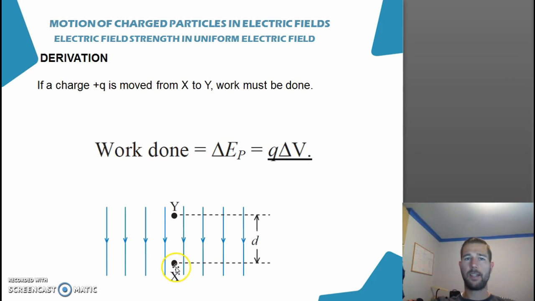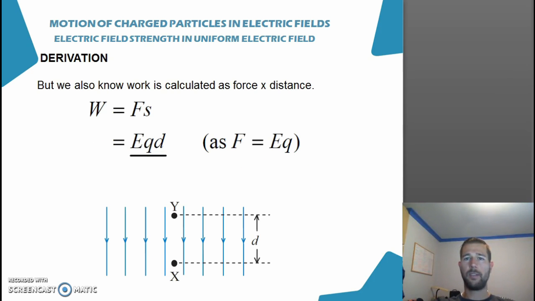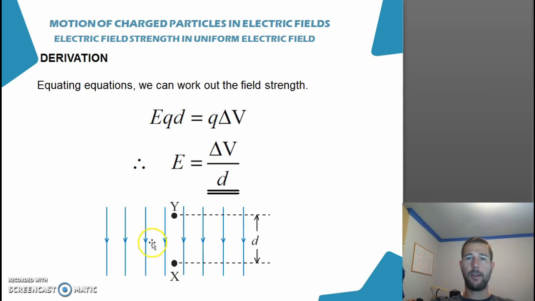Now if we move a charge from x to y, the work done is given by this equation. We can use these two equations and equate them. We know work is equal to force times distance, and we know the force is equal to EQ, so we can substitute EQ for the force, and we get this. We also know that work is equal to Q delta V, and this is where we equate the two.